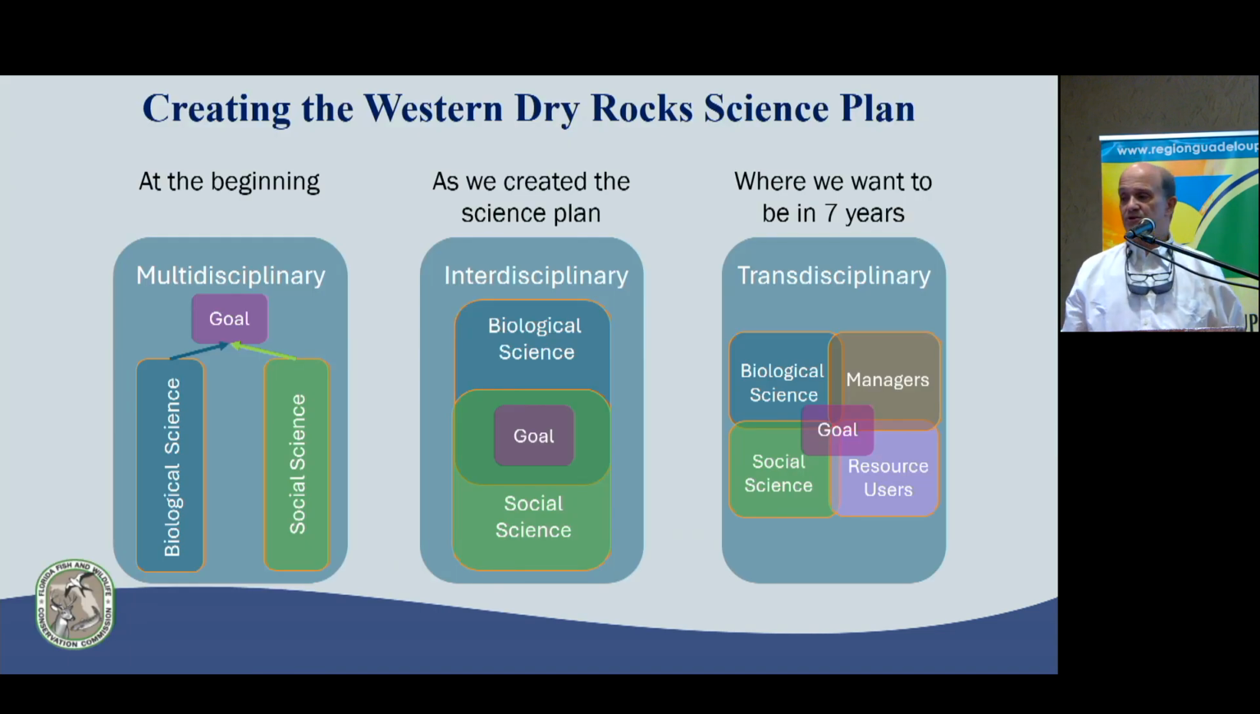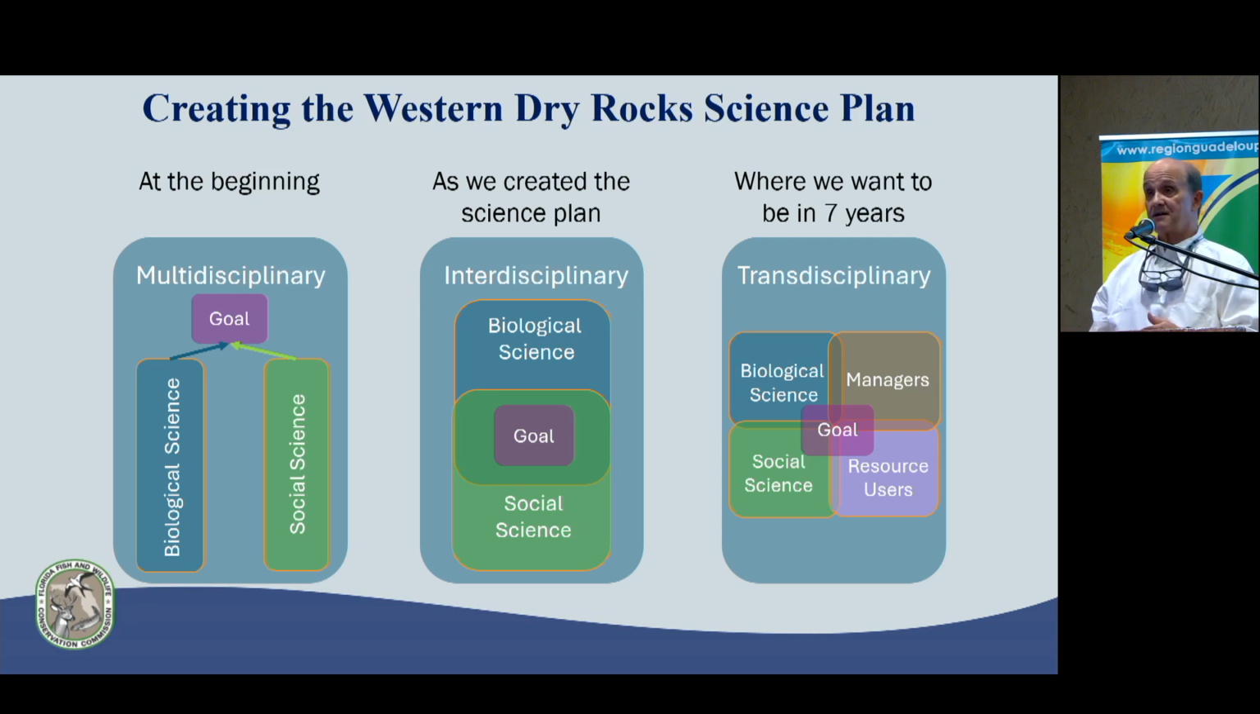And what was the approach? At the beginning, we had what we call a multidisciplinary approach. We have biological scientists and social scientists, and we were trying to start working together. Then we moved into developing a science plan. Why? We needed something that would create a roadmap of what we wanted to do and how to reach our goals, but at the same time provide accountability to the commission and the managers for what we are doing. That is where we started working together, biological science and social science, with a common goal.